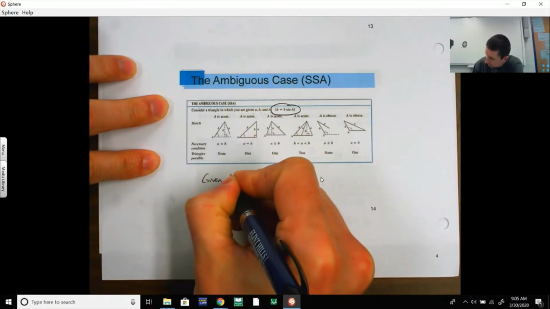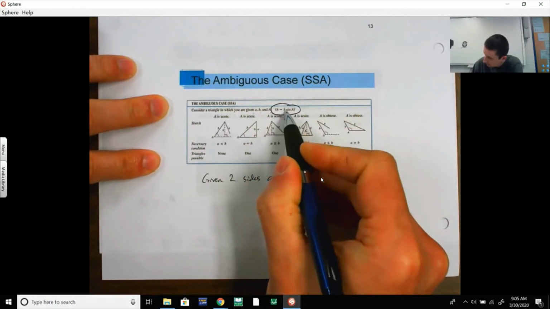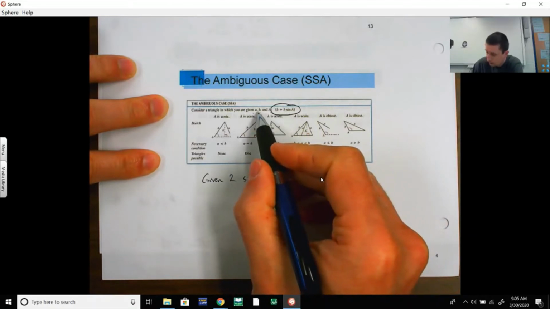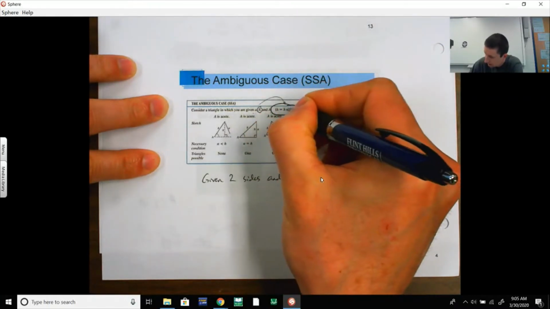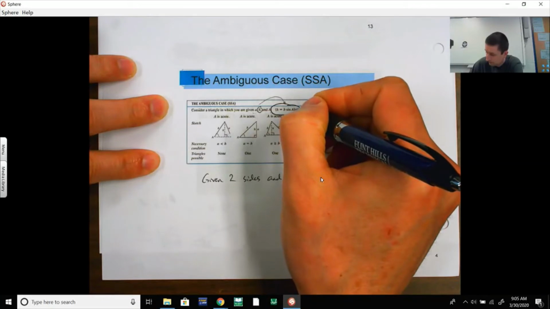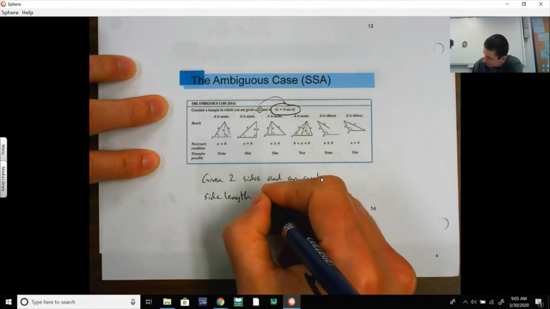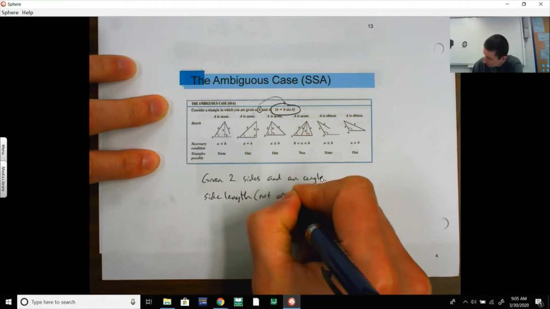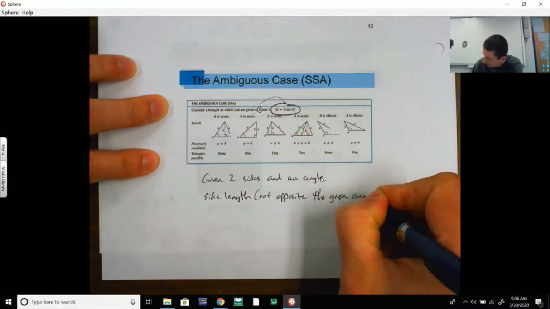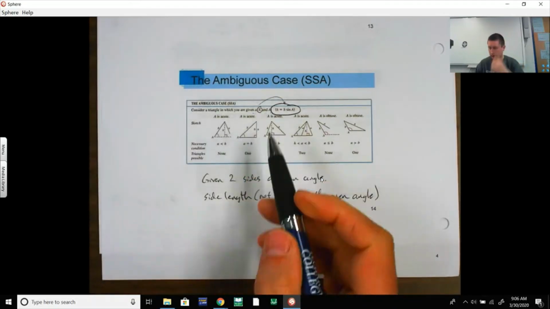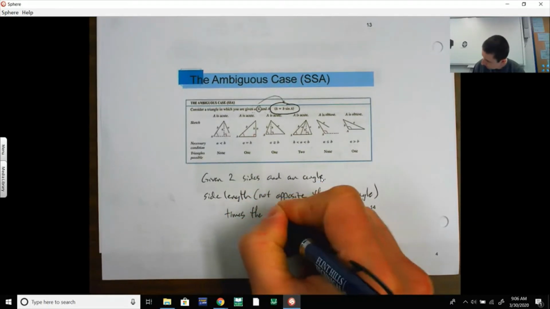You're given 2 sides and an angle. You're going to take the letter that is different, so I have A and A. You're going to take this one right there, and you're going to take it times the sine of the angle. So you're going to take the side length that is not opposite the given angle, because sometimes they may not give you A's and B's, they may give you A and C's or B and C's, times the sine of the angle.